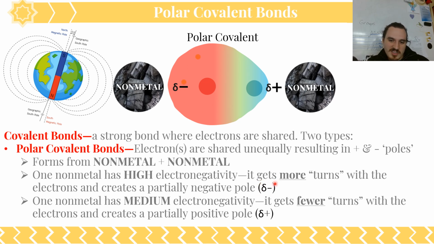It's a lowercase delta, it's a Greek letter. And this is read as partial negative. So not full negative charge like ions, but partially negative, because there is some sharing going on. The other nonmetal has got a medium electronegativity, so it gets fewer turns with the electrons. It's not so low that it completely loses the electrons, but it's not high enough to share equally. And so we get that partial positive pole represented with the symbol partial positive.